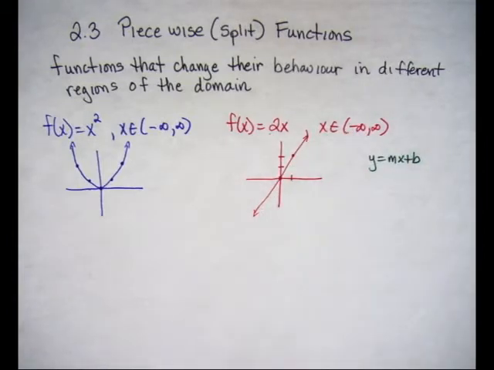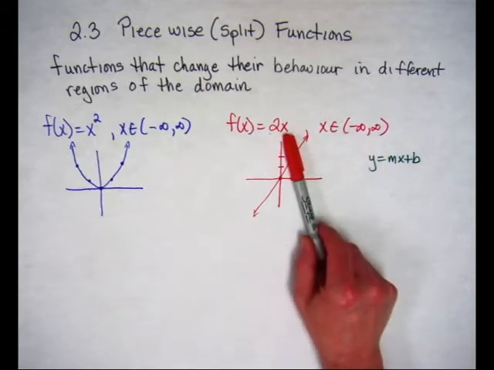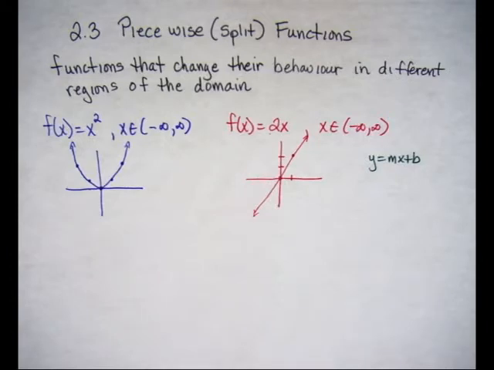And the arrows on the line indicate that the line goes on forever, and the reason why the line goes on forever is because our domain is all real numbers. We can plug in any value of x we want and get a resulting value of y, or the function value. Now what we're going to do in this section right here is we're going to look at what's called a split function or a piecewise function.